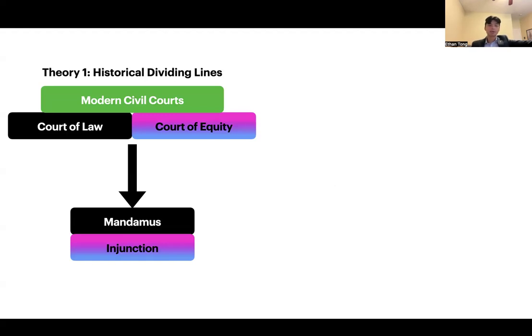This theory says that modern civil courts, which do have the power of law and equity, could either grant a mandamus or an injunction, but each of these comes strictly from the court, from the power that the modern civil courts have. So a mandamus still requires court of law, and an injunction still requires court of equity. In other words, there are still strict and stringent requirements. If I were to grant a mandamus, it has to be the requirements of the court of law. If I grant an injunction, it has to be the requirements of the court of equity.